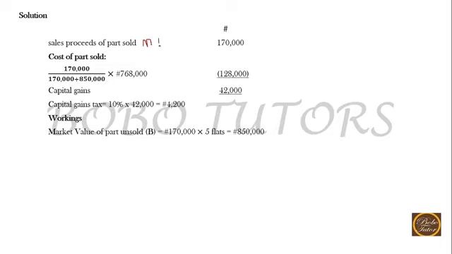Then let's look at the cost of part sold. A is the sales proceeds on part sold, that is 170,000, all over 170,000 plus B, the market value of part unsold. That is, the market value is 170,000. Out of 6 flats, you sold 1 flat. It remains 5 flats. So multiply it, it gives us 850,000. Then add it, put it here. Multiply by the cost of whole asset.